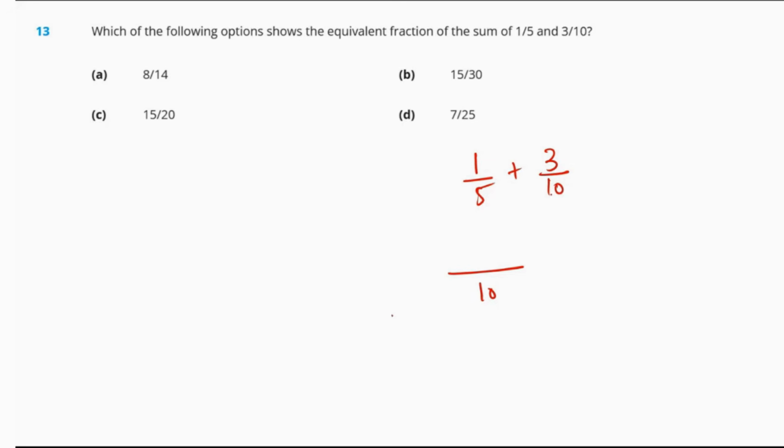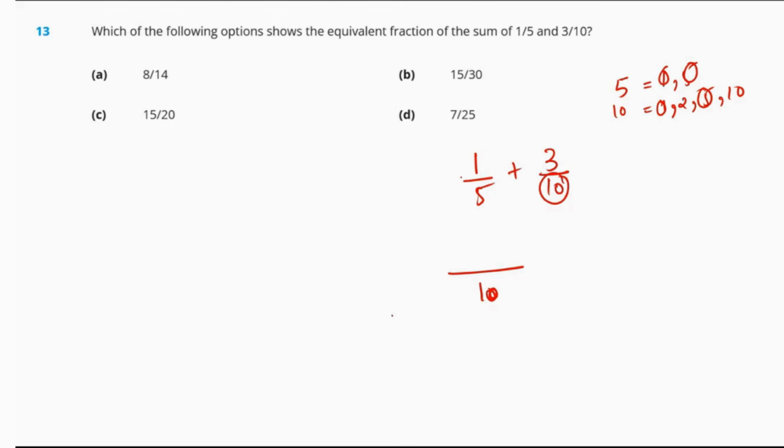To find out the sum, there's a trick: whenever there are two numbers which have common factors, in such cases the LCM will always be the greatest number. So 5 and 10 are two numbers which have common factors, right? Factors for 5 are 1 and 5, and factors for 10 are 1, 2, 5 and 10. So 1 and 5 are the common factors. Since these two have common factors, the LCM will always be the greatest number. So the LCM here is 10.